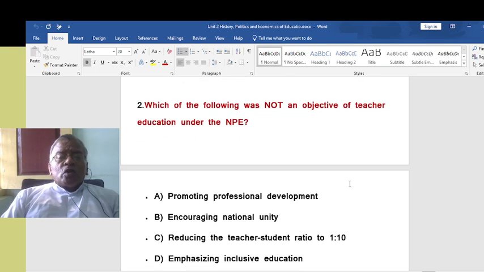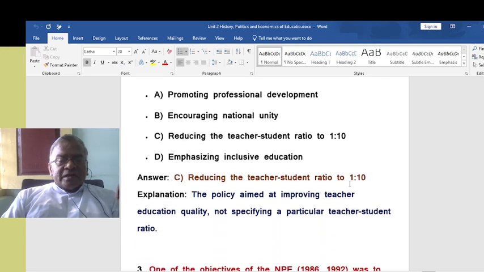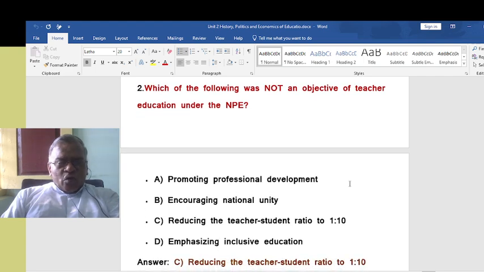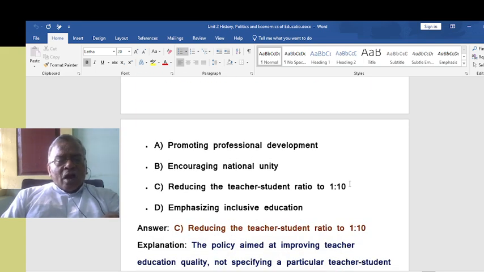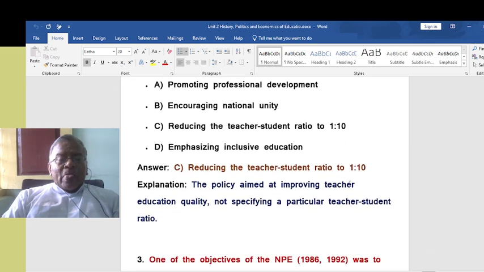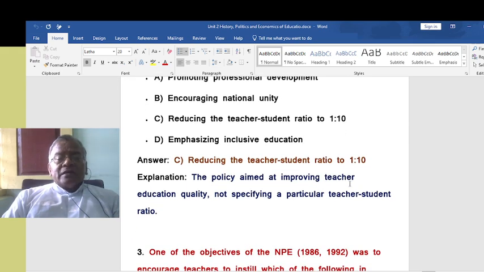Which of the following was not an objective of teacher education under the NPE? Not an objective of teacher education. That is reducing the teacher ratio. I mean, they are given 4 alternatives. Among the 4, you are asked to take the odd statement out. Nothing connected with the NPE. That is reducing the teacher-student ratio. Other things are there: promoting professional development, encouraging national unity, emphasizing inclusive education. All these things are there. Only this one, reducing the teacher-student ratio, is not there.